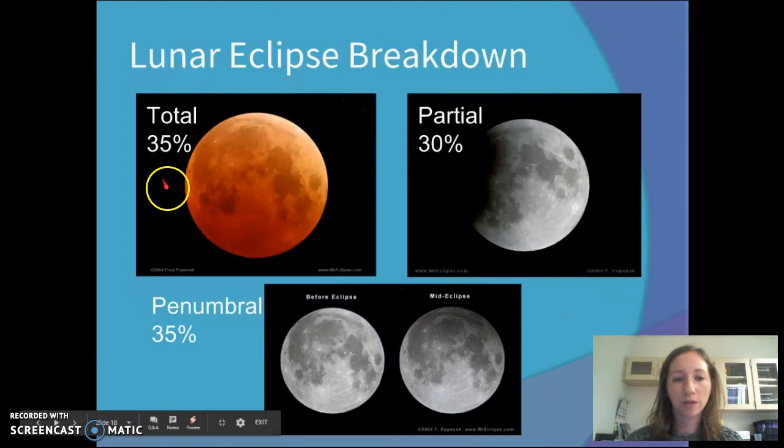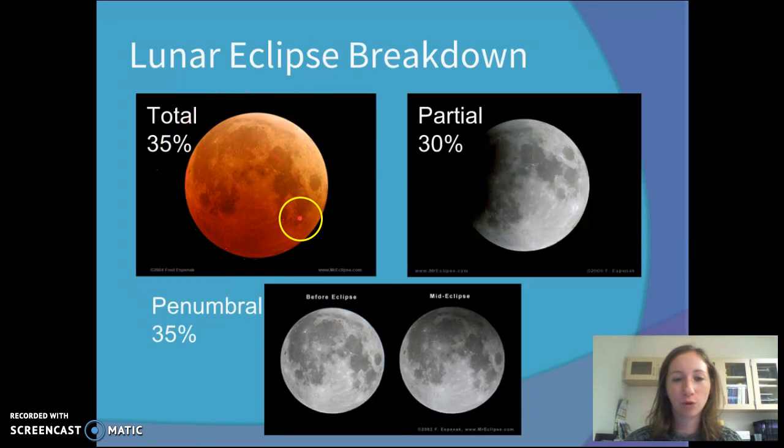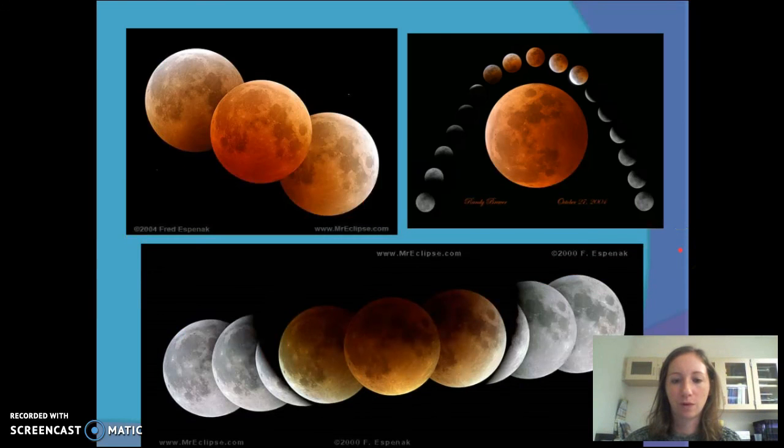This is just showing what a total eclipse would look like. Again, it's reddish because of the way the light is being refracted and reflected around the Earth at this time. This would be if the moon was in the penumbra of the Earth's shadow, you would see a partial eclipse. Here's just some more examples of eclipses.